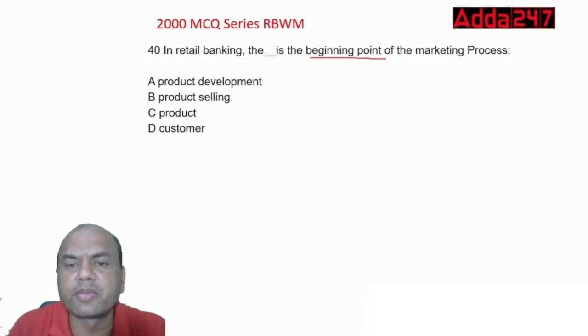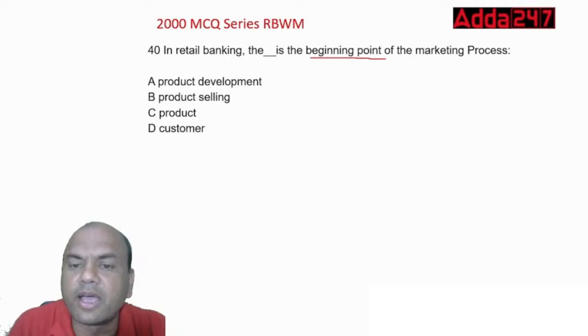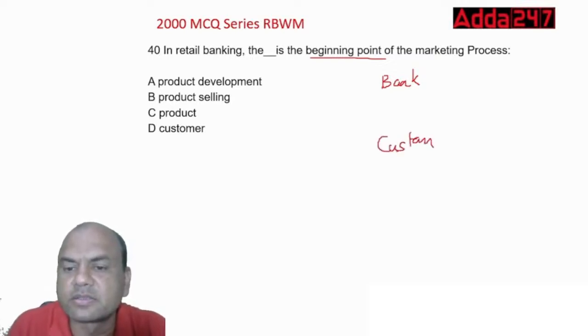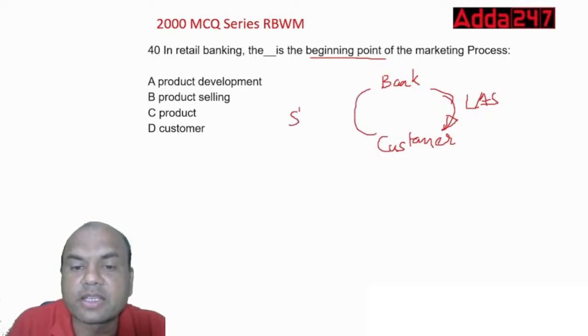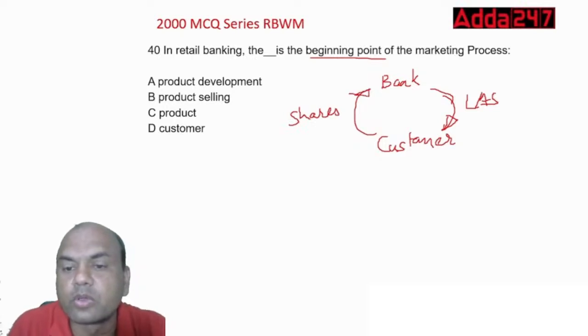Let me write it over here. You are the customer, I am the bank, and you require LAS. LAS, loan against securities, is one of the important products. The bank is to provide LAS to you. You have many shares with you, and those shares are kept as collateral with the bank, and the bank gives the loan on these shares.